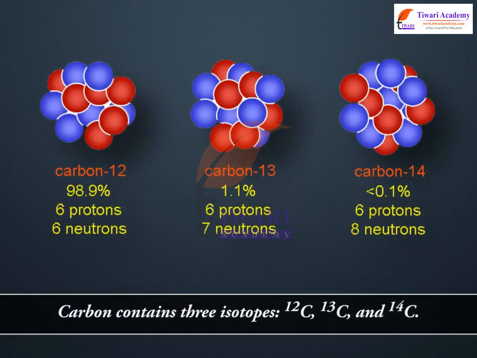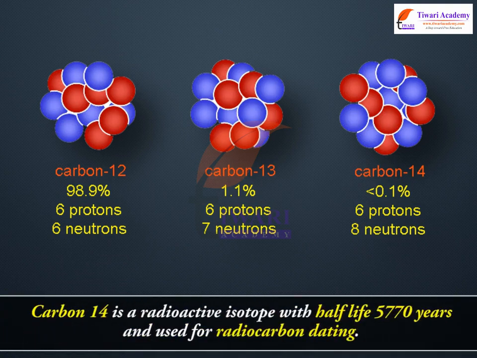Carbon contains 3 isotopes, C12, C13, and C14. Carbon-14 is a radioactive isotope with half-life 5,770 years and used for radiocarbon dating.